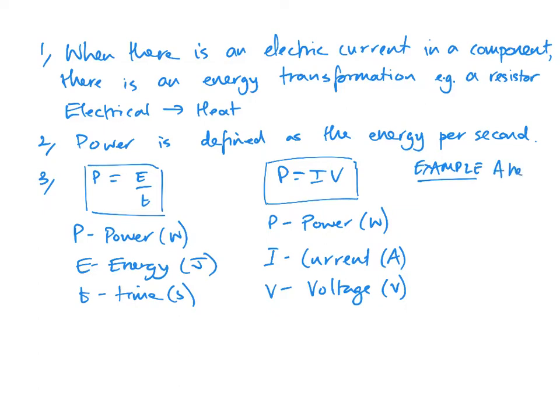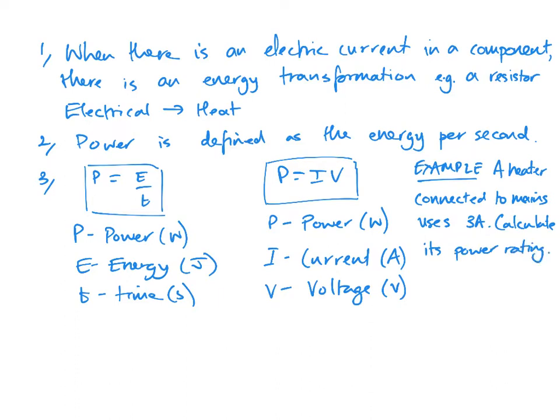A heater connected to mains uses 3 amps. Calculate its power. And often you'll see words like its power rating, but it just means its power.